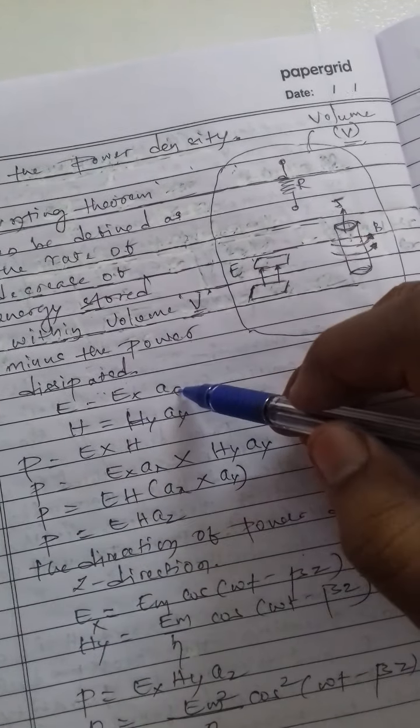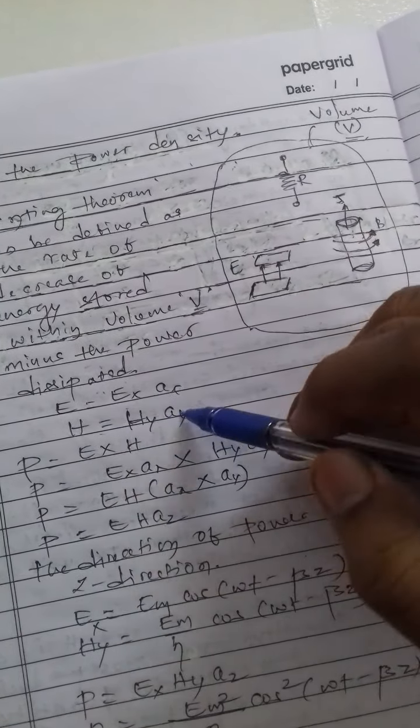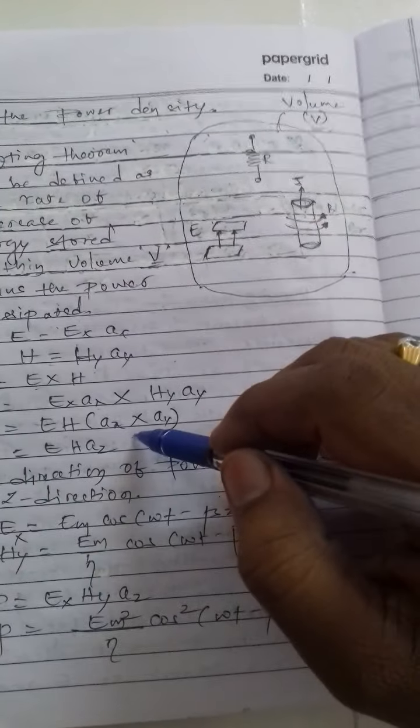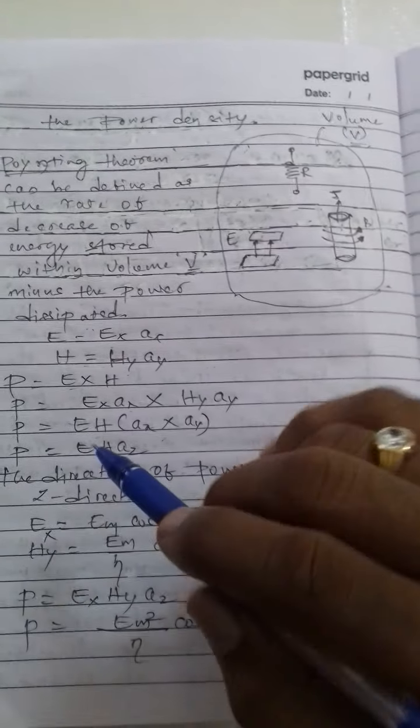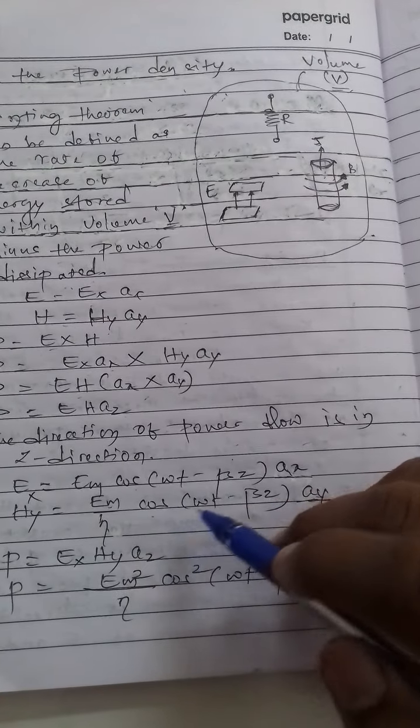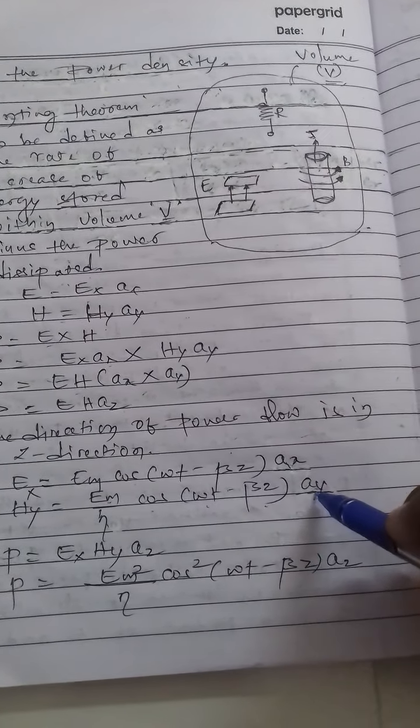E is equal to Ex Ax, H is equal to Hy Ay, P is equal to E cross H is equal to Ex Ax cross Hy Ay. Ax cross Ay is equal to Az. The direction of power flow is in Z direction, so that Ex is equal to Em cos of omega t minus beta Z Ax. Hy is equal to Em upon eta cos of omega t minus beta Z into Ay.